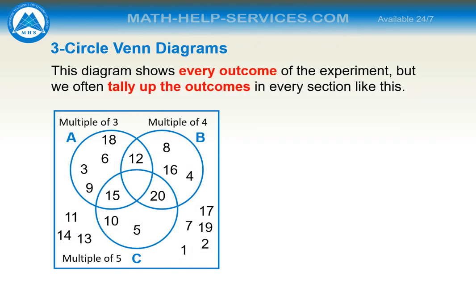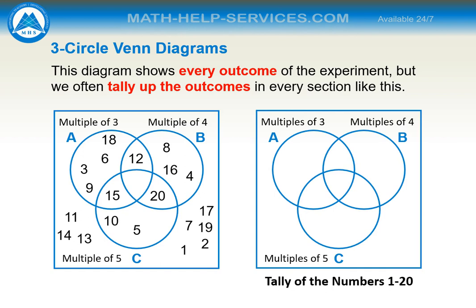This diagram shows every outcome of the experiment, but we often tally up the outcomes in every section like this. Looking at just the numbers that are in A and nothing else, we put those here. There's 4 of them.